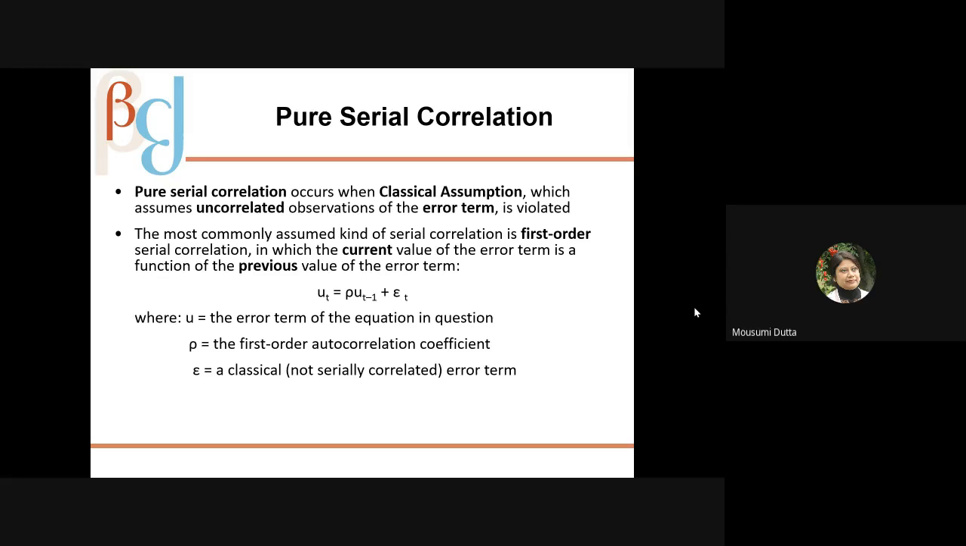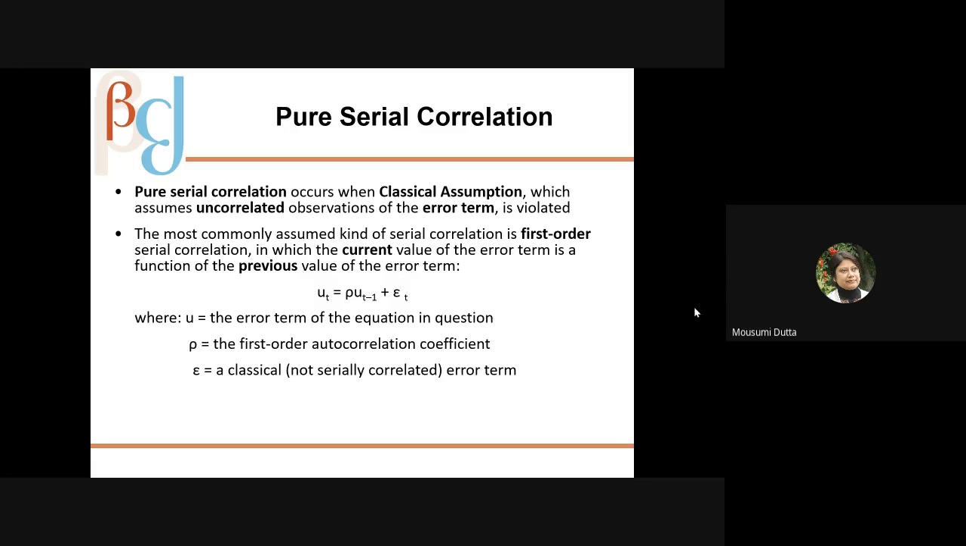Ut is a function of ut minus 1 plus a random term. If ut is a function of ut minus 1, there is a relation between one order lag, and that is called the first order autocorrelation. Why autocorrelation? Because it is a relation between u and u. It is not the relation between x and y or x and z. It is a relation between two u. Therefore, it is auto. Okay, so this is the first order serial correlation.